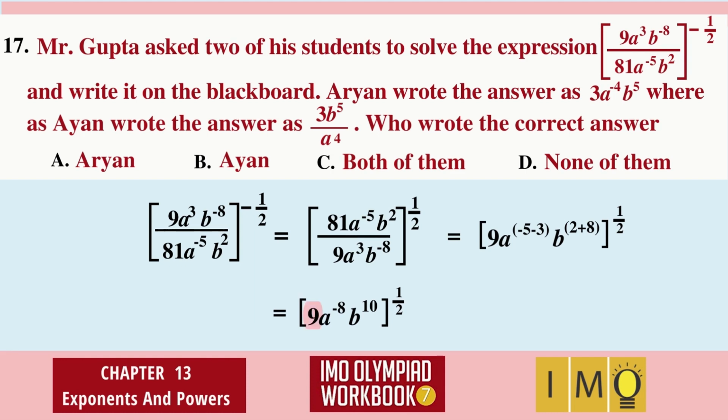Now let's write 9 as 3 square. So our expression becomes (3 square a to the power of minus 8 b to the power of 10) the whole raised to 1 by 2. Simplifying that, we get 3 to the power of 2 into 1 by 2 into a to the power of minus 8 into 1 by 2 into b to the power of 10 into 1 by 2. That becomes 3 a to the power of minus 4 b to the power of 5.